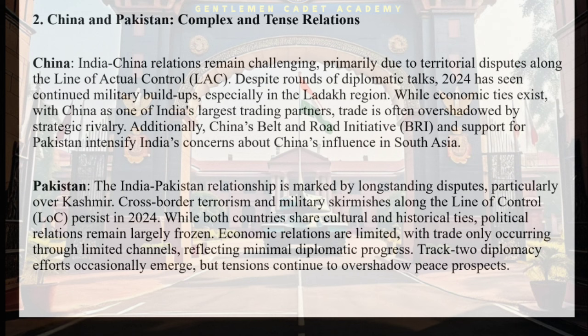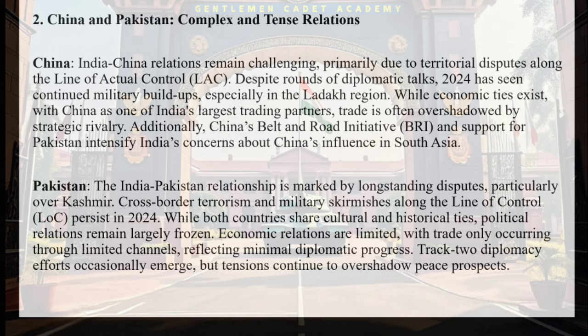So, firstly, let us talk about China. India-China relations remain challenging and multifaceted, primarily due to territorial disputes along the Line of Actual Control, LAC, that have resulted in increased military tensions in recent years. Despite rounds of diplomatic talks aimed at de-escalating the tensions, 2024 has seen continued military buildups, especially in the Ladakh region, where both nations have enhanced their military presence in response to the perceived threats.